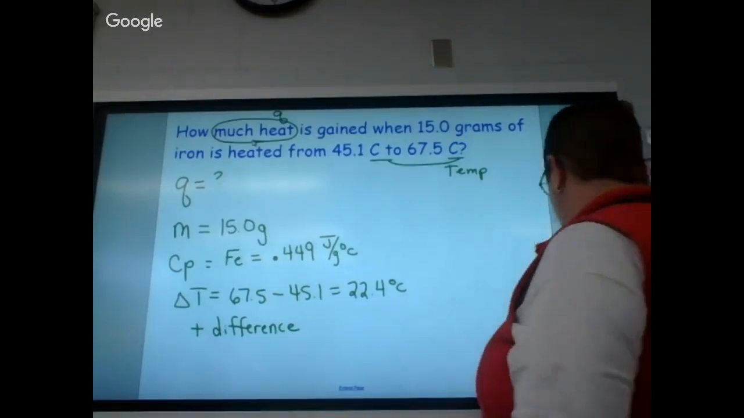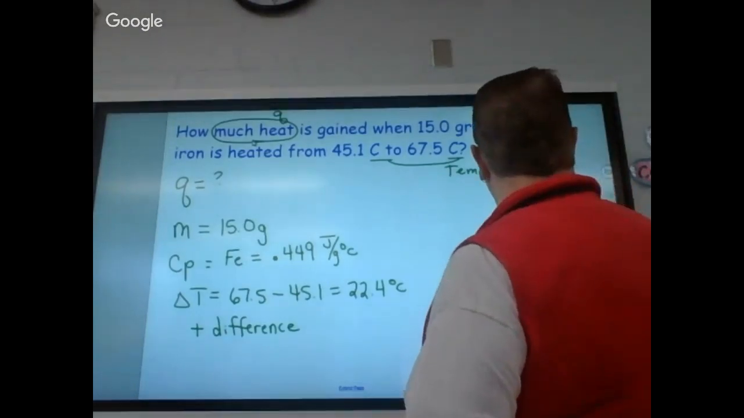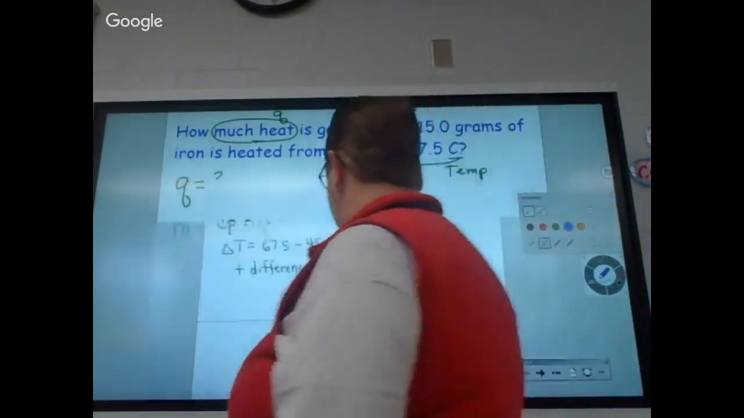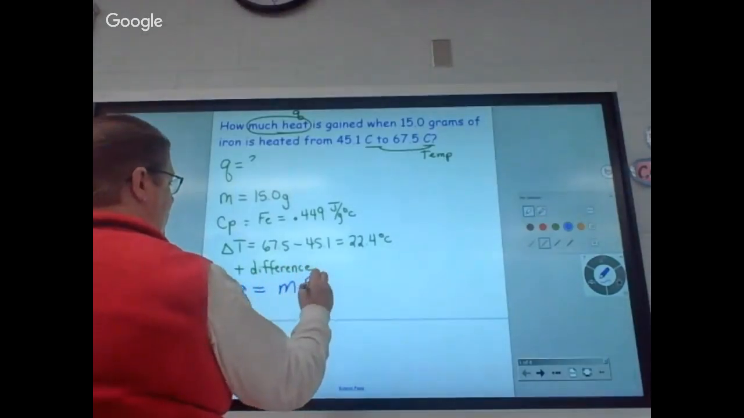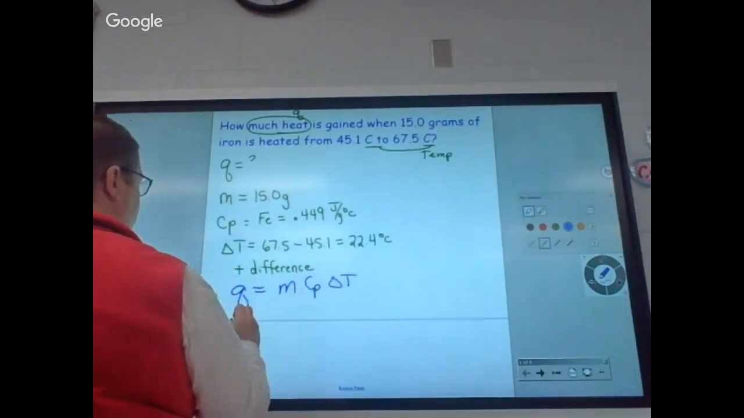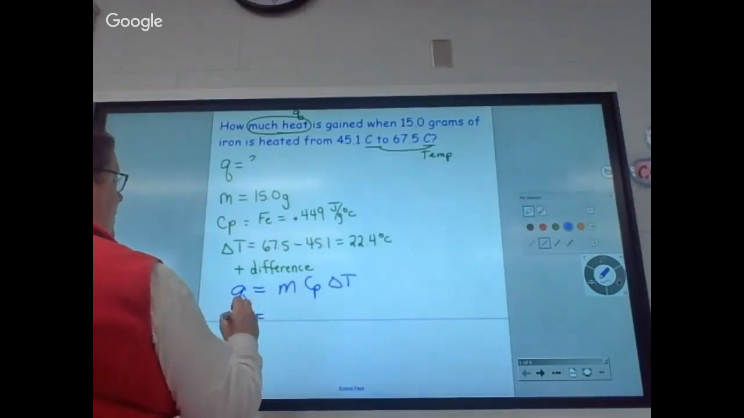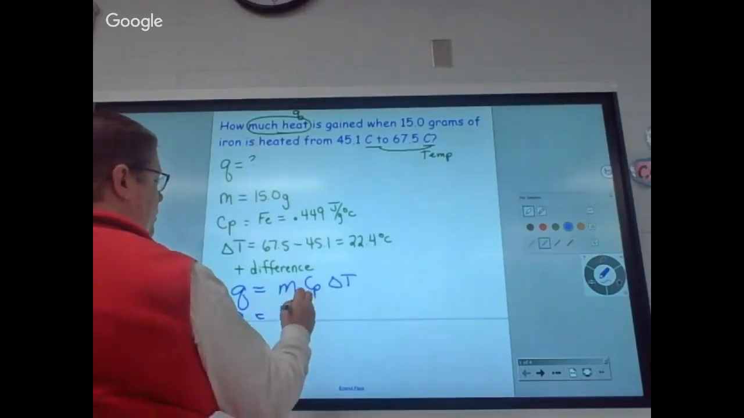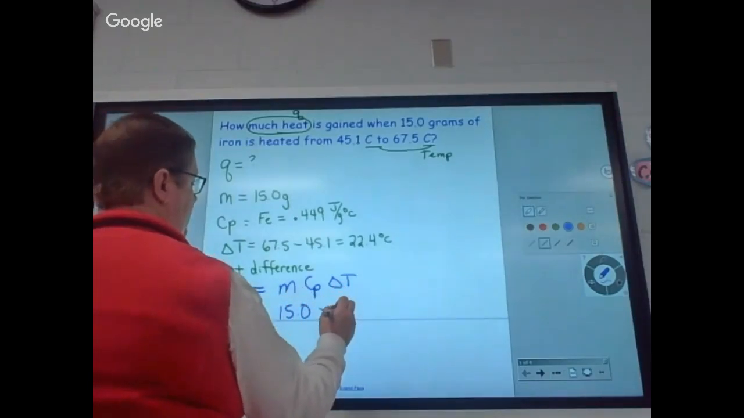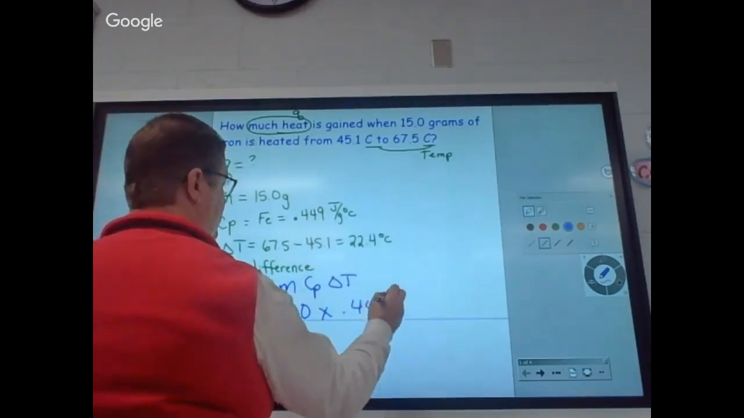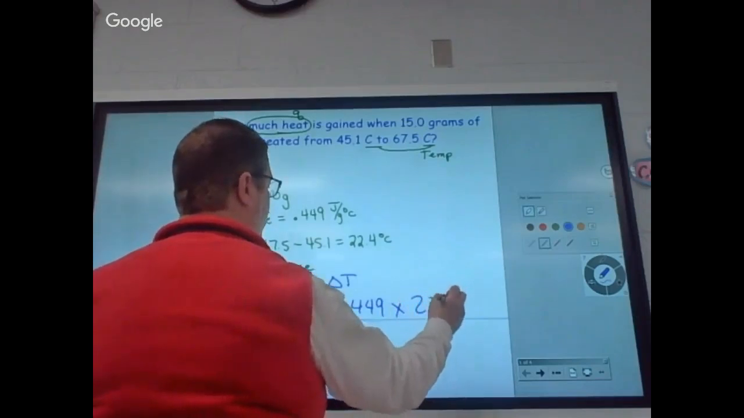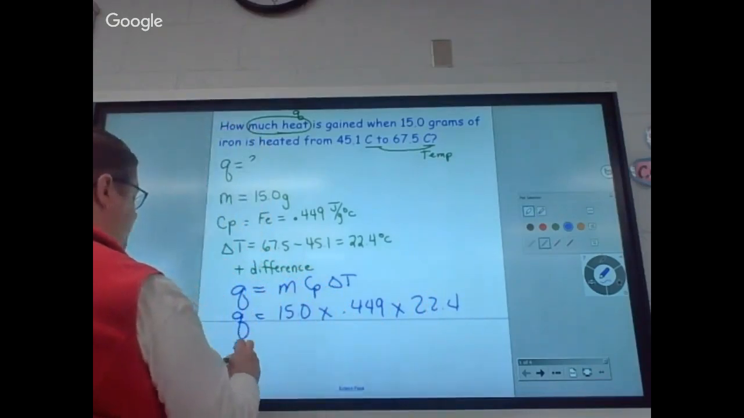Now, if you look at the units that are here, when we plug in and calculate, you can get the unit cancellation. Q equals M CP delta T. We're looking for Q. The mass is 15.0. CP is 0.449. And then delta T is 22.4. Now, hold on.